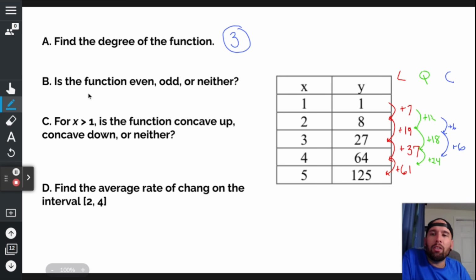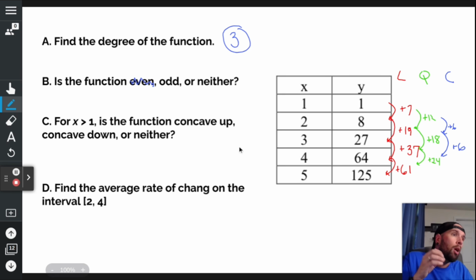Is the function even, odd, or neither? All right. I don't think it's even because the degree is 3. So it's definitely not even. Okay. If the degree is 3, it could be odd, but it still could be neither.